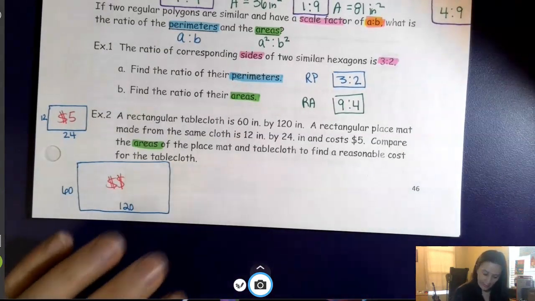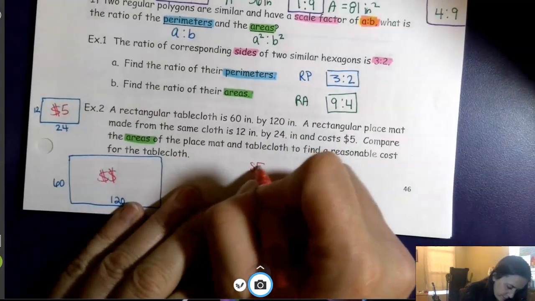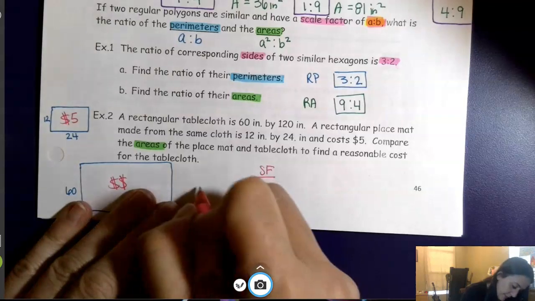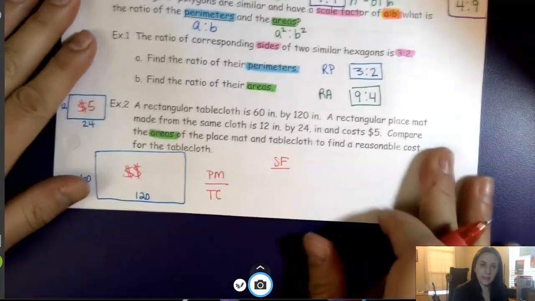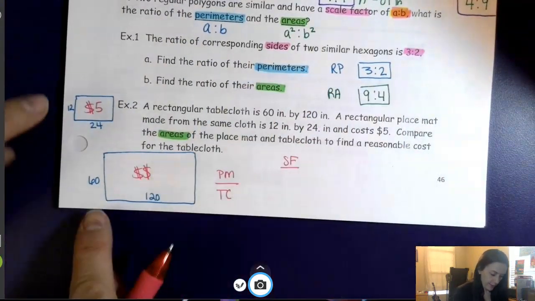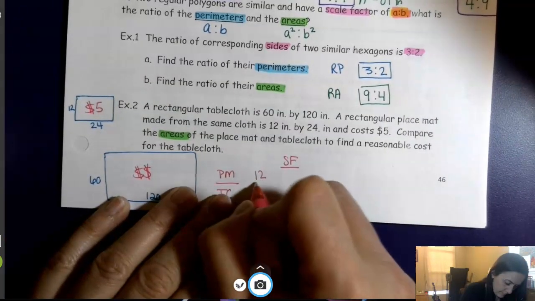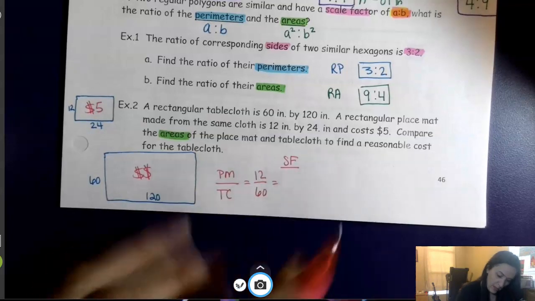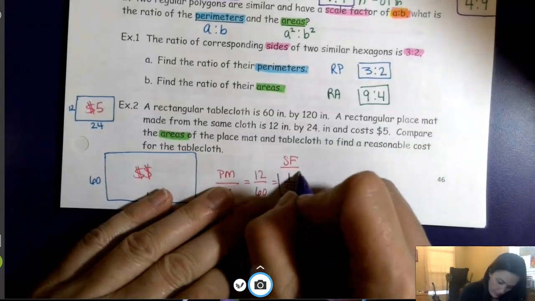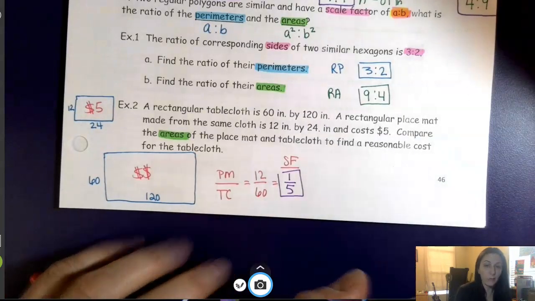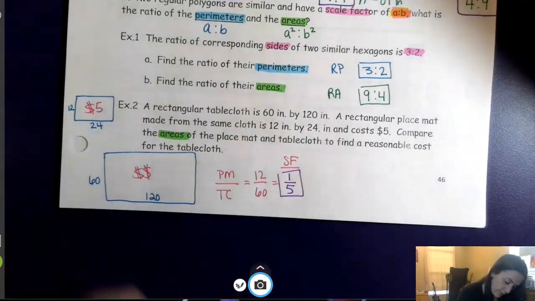So what I need to do first is figure out the scale factor. My scale factor of the placemat to the tablecloth. I can pick any two sides to compare. I can do the 12 to 60 or the 24 to 120. I'm going to do 12 to 60 because they're smaller. I end up with 1 to 5. My scale factor is 1 to 5, which is also my ratio of perimeter.